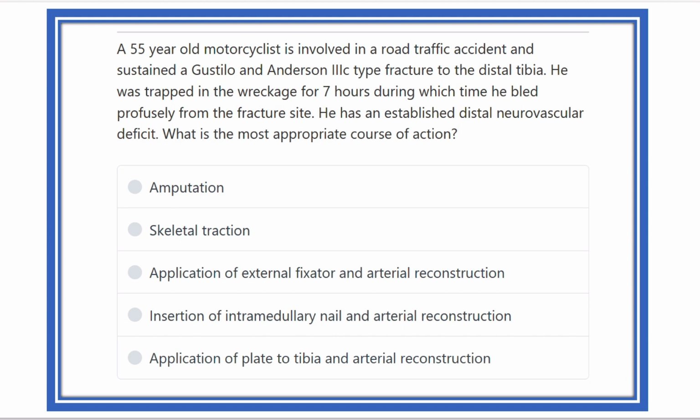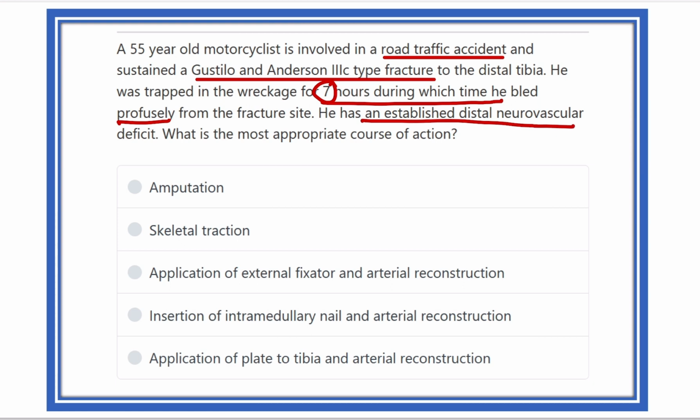A 55-year-old motorcyclist involved in a road traffic accident sustained a Gustilo-Anderson type 3C fracture of the distal tibia. He was trapped in the wreckage for 7 hours, during which time he bled profusely from the fracture site. He has an established distal neurovascular deficit. What is the most appropriate course of action?